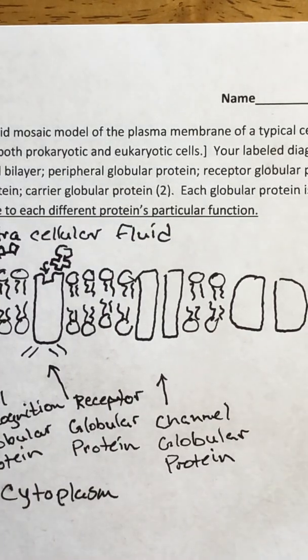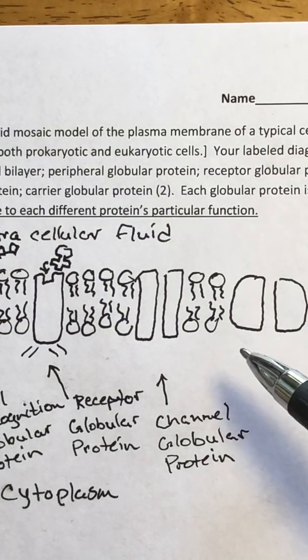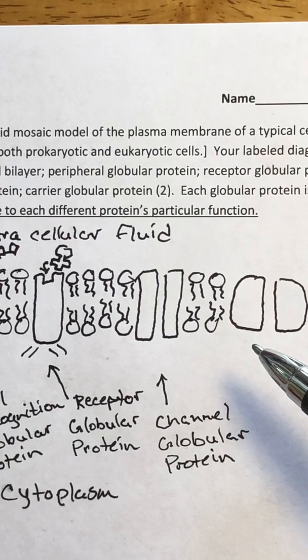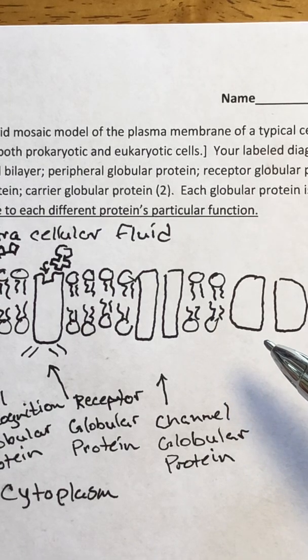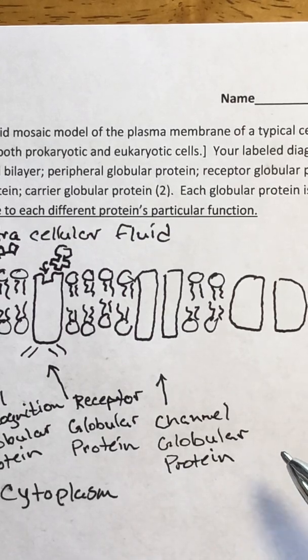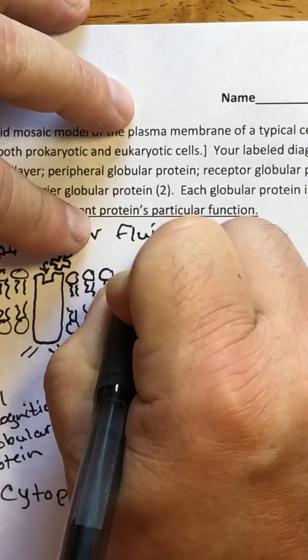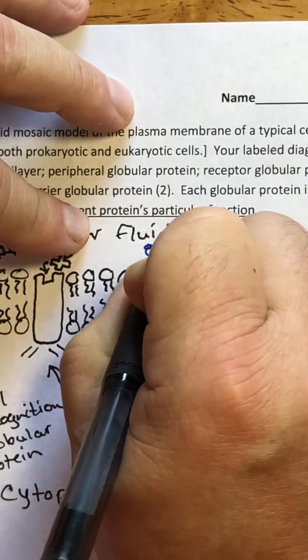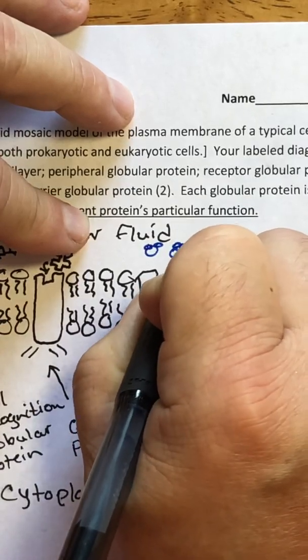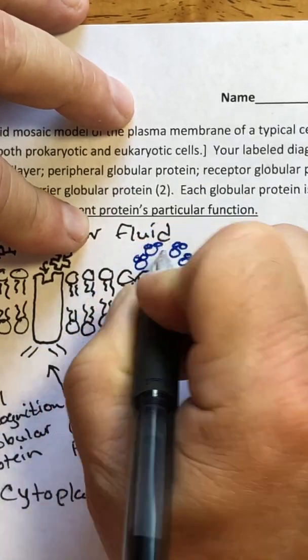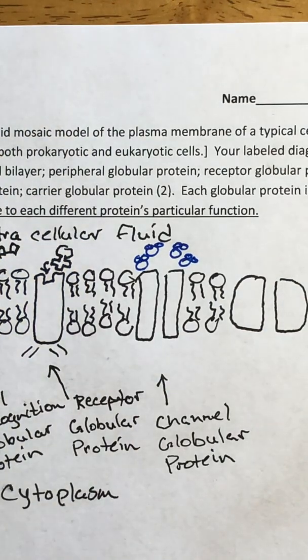And the channel globular protein basically just kind of forms this conduit for molecules to move back and forth across the membrane. An example of this, we talked about diffusion a little bit, but there is a specific type of diffusion that occurs when we're talking about water molecules that's called osmosis. And there's a type of channel globular protein called an aquaporin that allows water molecules to move back and forth across the plasma membrane.